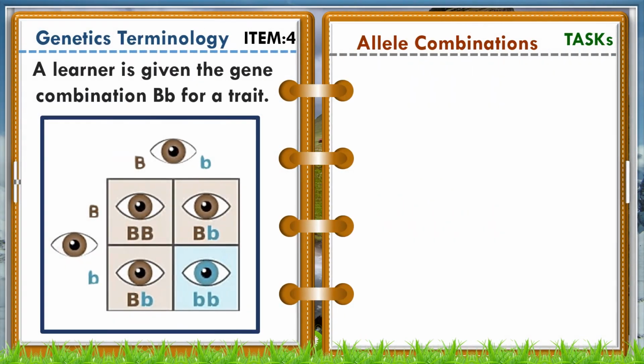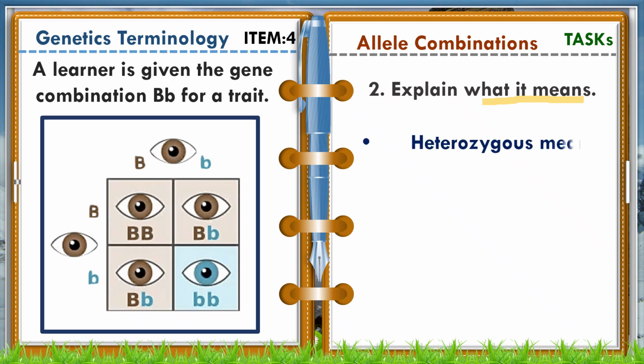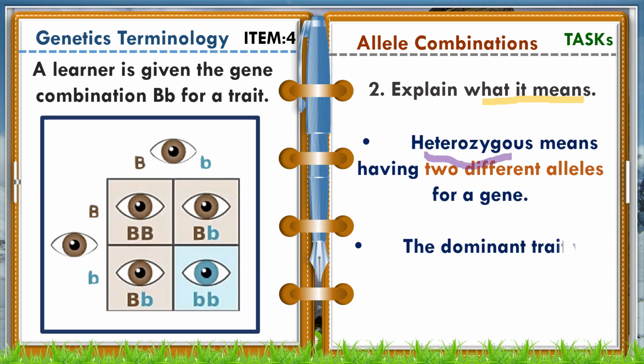Explain what it means. They want us to explain what it means. Heterozygous means having two different alleles of a gene. You have two different alleles of the same gene.